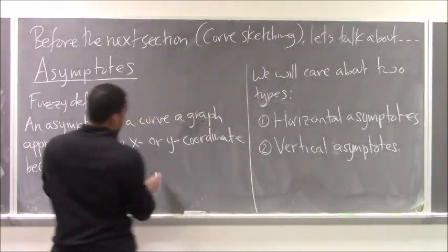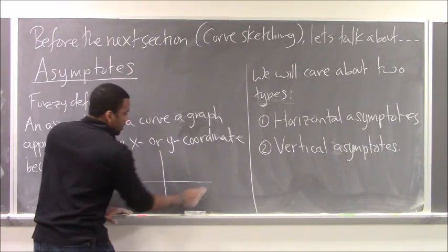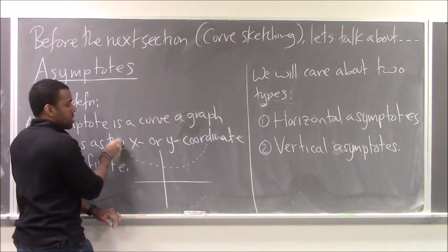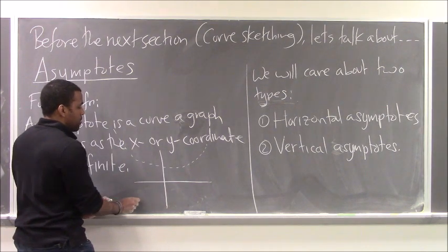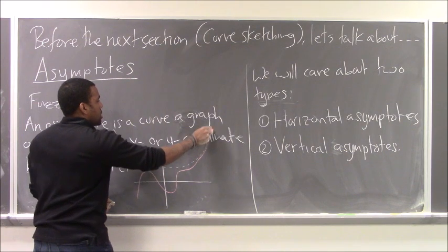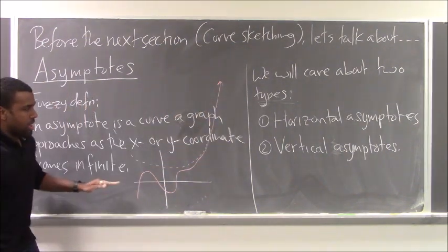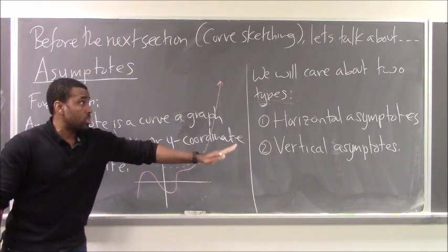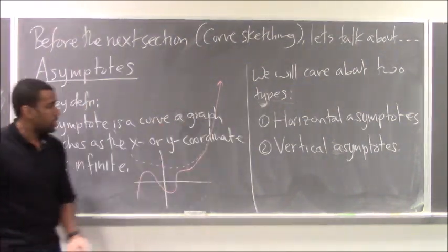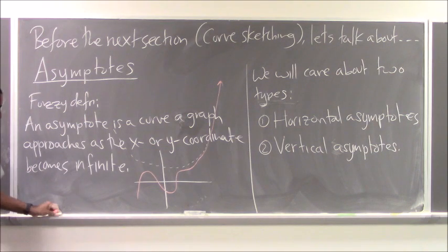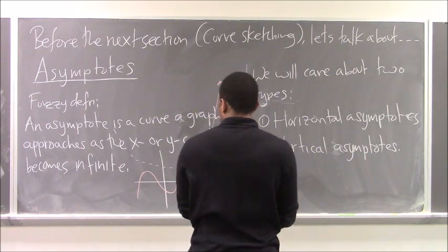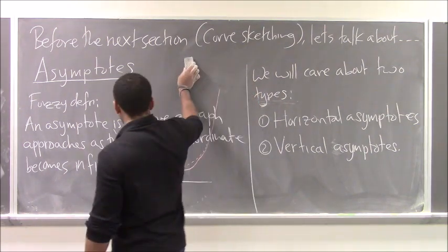So it's just like you have a graph, and you might have some curve that's not really on the graph, but you realize that your graph gets close to that curve as, for example, your x-coordinate is going off to infinity. As you move on to the right, the closer the graph is going to get to this curve, right? There are two special types of asymptotes that we're going to want to know about for curve sketching. That is the horizontal and the vertical ones.